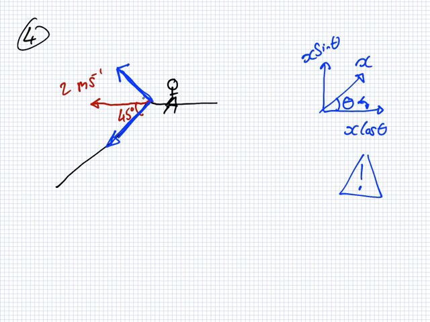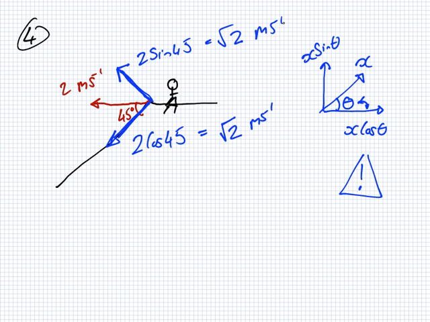If you remember my trick, because this side touches the 45, this is the cos. But in fact, in this question it doesn't matter so much, because this side here is also 45, which means this is also cos and this is also sine, because cos 45 and sine 45 are the same. So it didn't really matter. This is root 2, and this one here is root 2. So the answer is root 2 meters per second and root 2 meters per second.